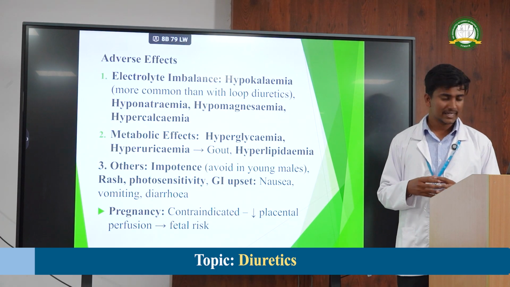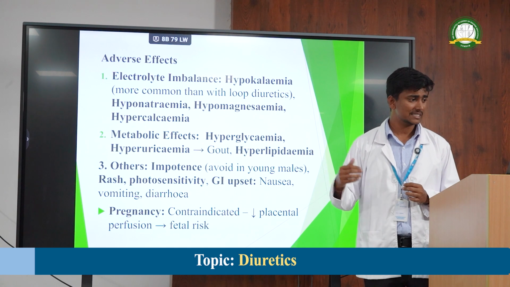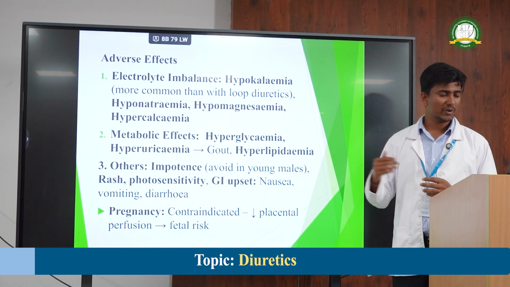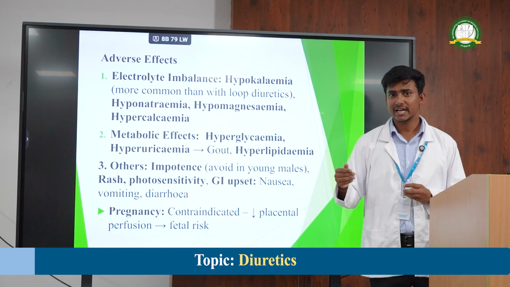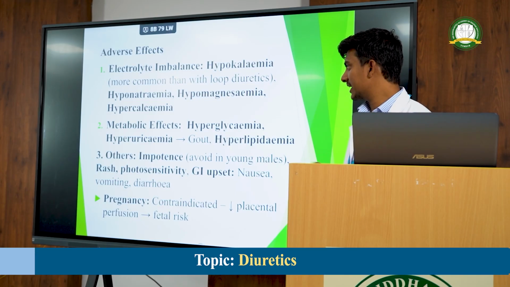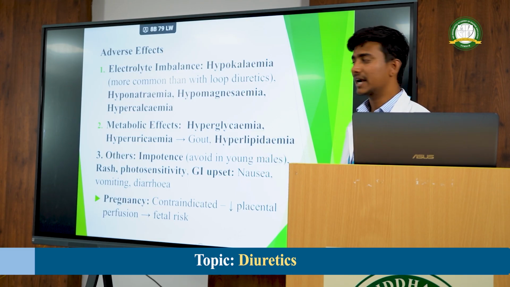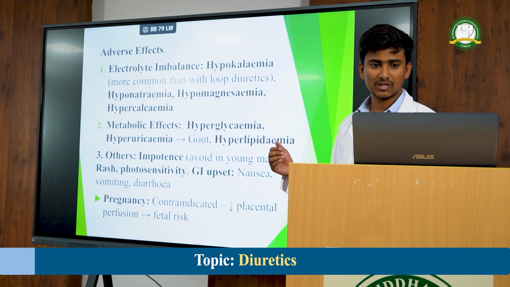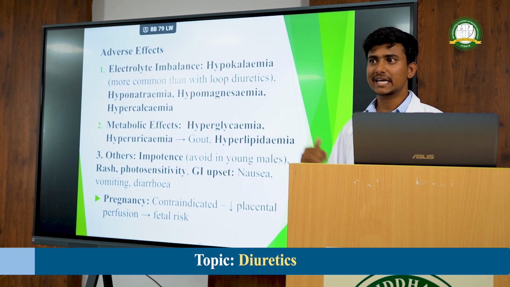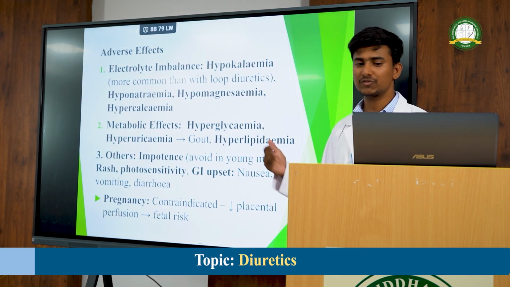Coming to metabolic effects, it can cause hyperglycemia, hyperuricemia, which results in gout, and hyperlipidemia. And some other important adverse effects of this drug: in males it can cause impotency or erectile dysfunction, and it also causes rash, photosensitivity reaction, GI upset. And this class of drugs is contraindicated in pregnancy, because they can decrease the placental perfusion, which can cause risk to the fetus.